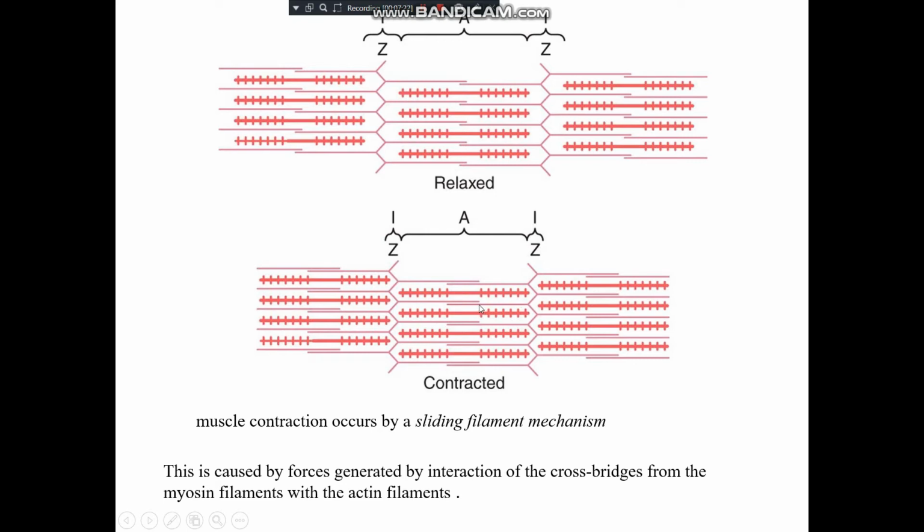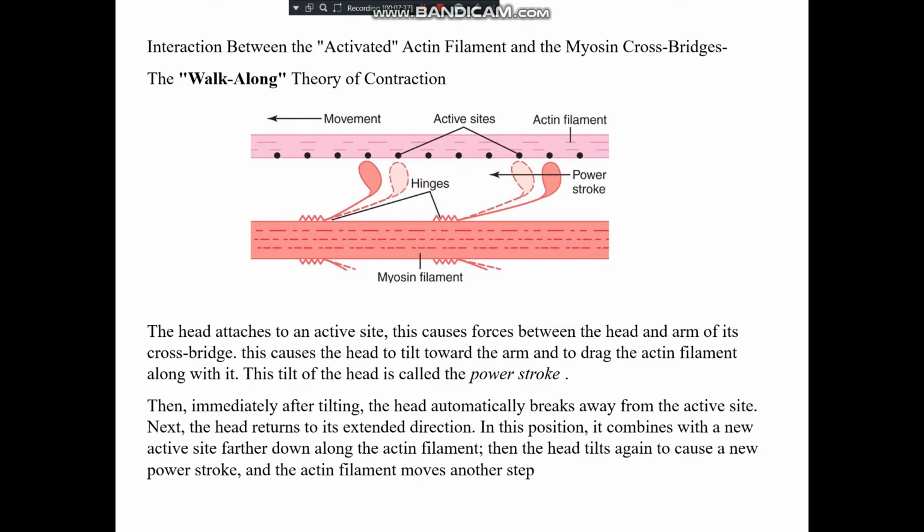Actually, the sliding mechanism, if you want to study it, is caused by the force generated by the interaction of the cross bridges. So these cross bridges pull them. You can see this is also known as the walk along theory: interaction between the activated actin filament and myosin cross bridges. So this is the myosin, and this is the active site. The myosin attaches, pulls, and releases. Pulls and releases. This is known as walk along. It is just like walking.